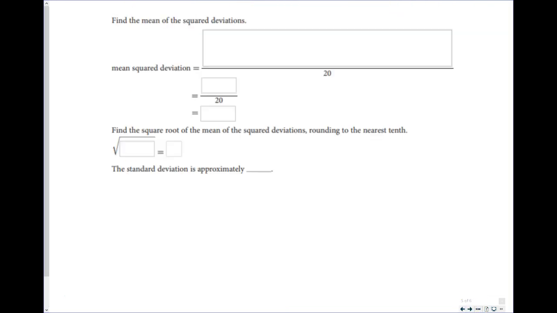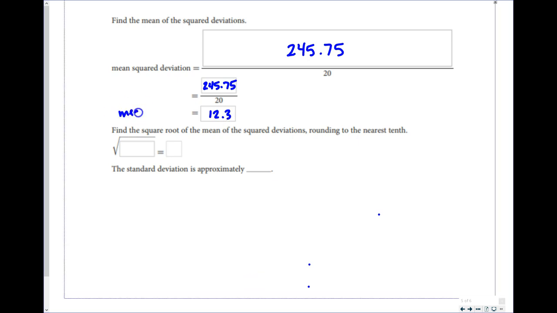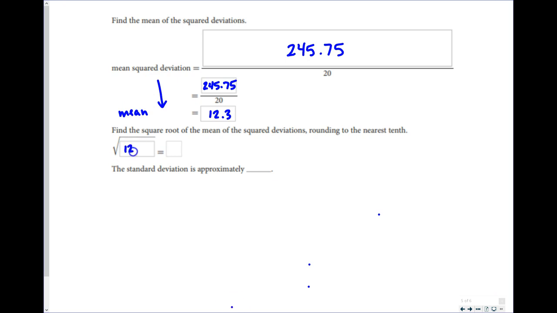Now, with 245.75, you're going to find the mean of that. So you're finding a second mean, a mean of all those squared distances. There are 20 data points, so you're going to do 245 divided by 20, and you get 12.3. We're not even done yet with this little number. This is your mean squared deviation. Then you take the square root of 12.3, and you get 3.5. That is the value we want, that 3.5.